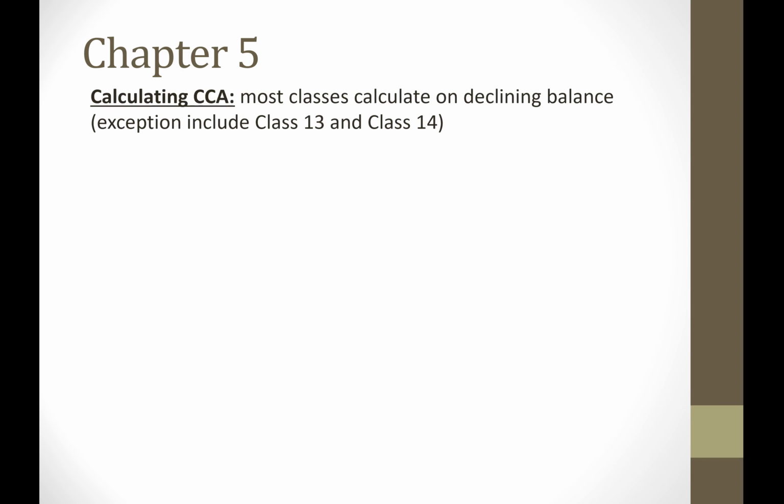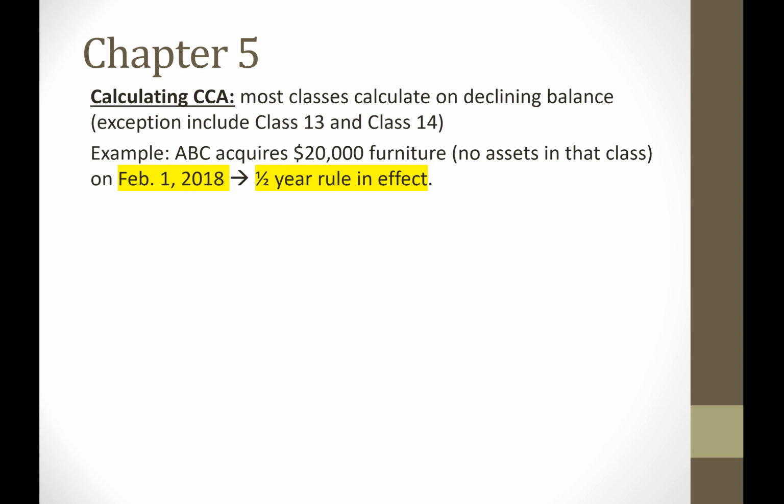Moving on to the next slide, let's talk about calculating CCA. Now, most of the classes when we calculate CCA use declining balance, and there are some exceptions, for example, class 13 and 14, which we'll look at a little bit later on. Now, let's look at the rule that was in effect in 2018 and once again prior to November 21st, 2018.